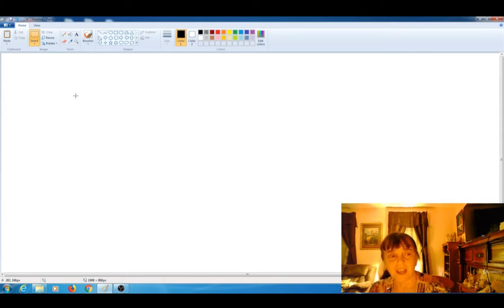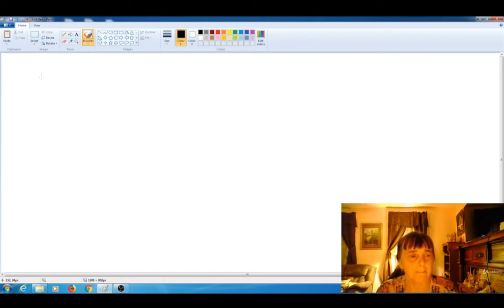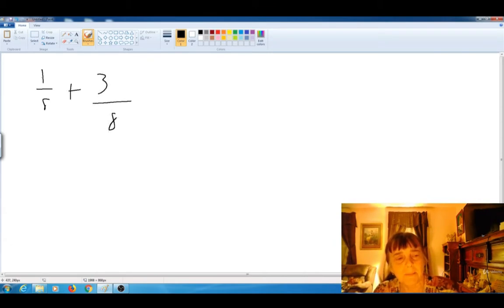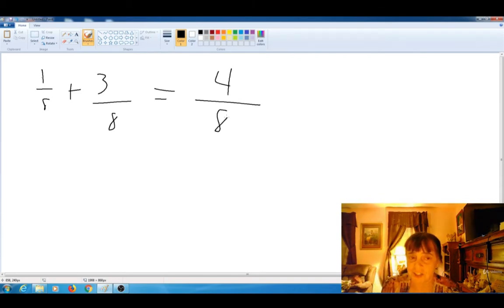Okay, to add two fractions, let's say you want to add 1/8 plus 3/8, you'll have 4/8. Now that is not 4/16. You only add fractions that have like denominators. And if they aren't like denominators, you have to make them the same denominator. So these are like denominators, so you just add the numerators.